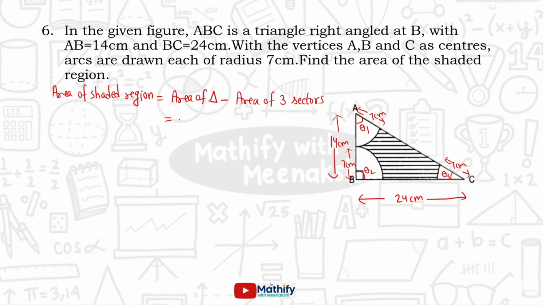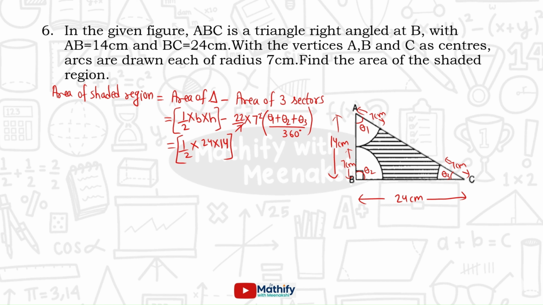Now, we can find the area of the triangle directly here, half into base into height. And what's the formula for the area of 3 sectors? It's theta 1 by 360 into pi r square plus theta 2 by 360 into pi r square plus theta 3 by 360 into pi r square. But as we know that here pi r square is the same, I am taking that outside, pi r square, and in bracket we are writing theta 1 plus theta 2 plus theta 3 by 360. Now, what is half into base into height here? Half and base and height are 24 and 14.